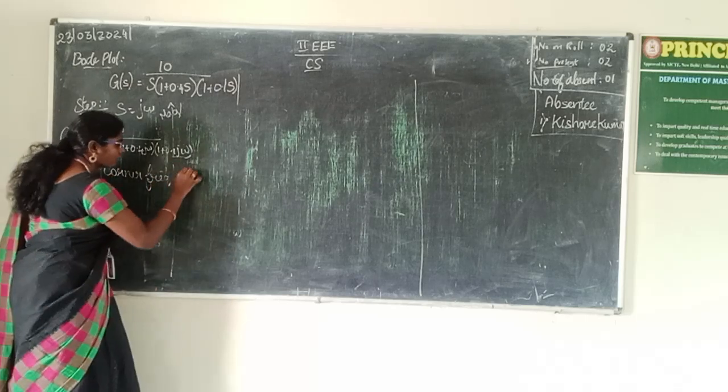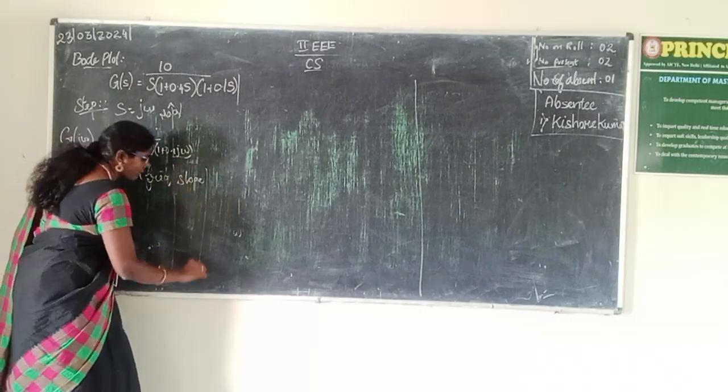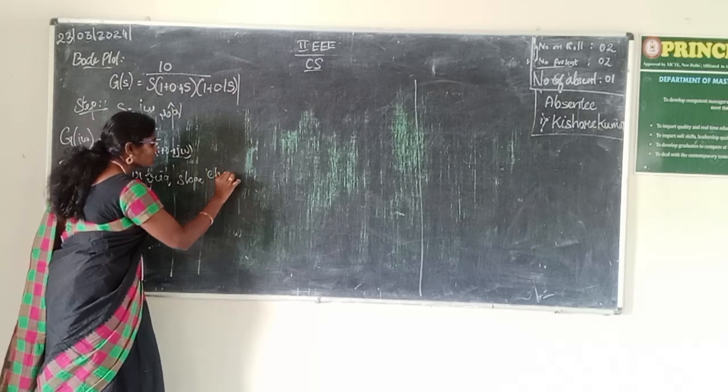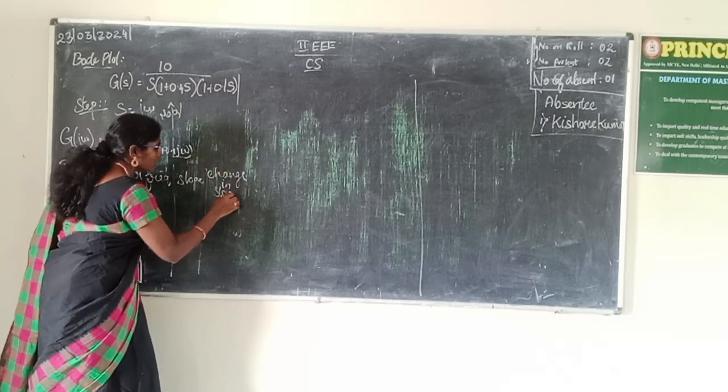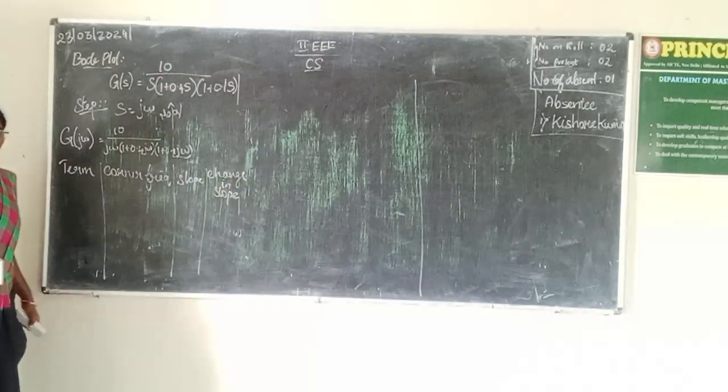Next, what will we be doing? We will be finding out the slope. Next we will be finding out the change in slope. This is the procedure table we need to fill out.